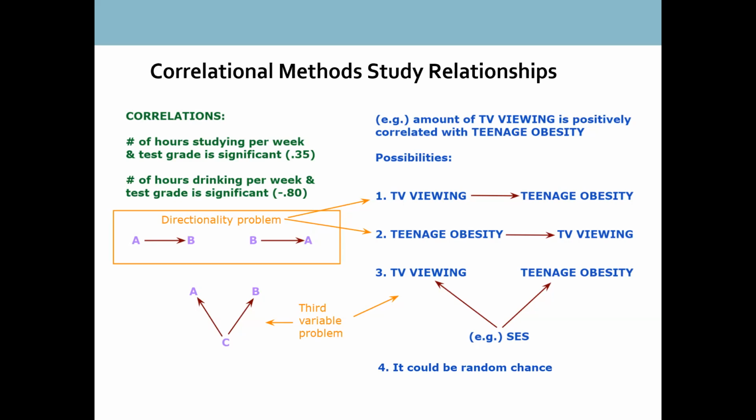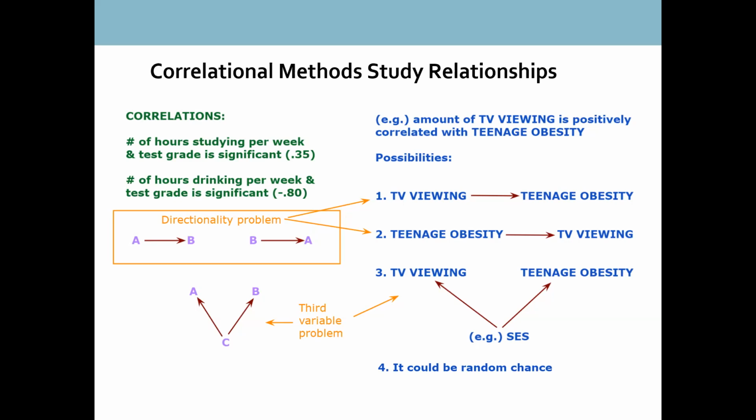Now, we may just want to assume, hey, these things are related, so it must be that TV viewing is causing children or adolescents to become more obese. But once again, we cannot assume that. We cannot assume a cause and effect relation. One problem is that there's often what's called the directionality problem. We can't say which variable is causing which in a correlation. Many times, both possibilities are equally likely, or at least possible. So we don't know if A causes B or B causes A, leading to them being correlated.